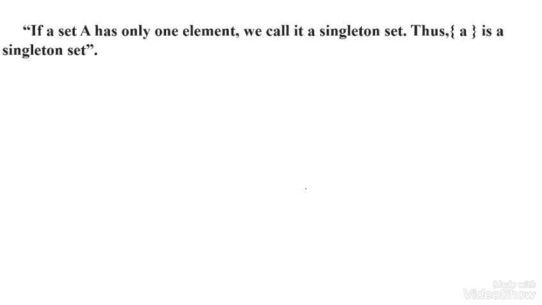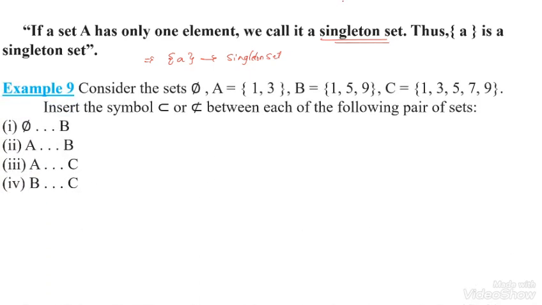If a set has only one element, we can call it a singleton set. For example, a set containing only one element is called a singleton set. Here the set containing the element A is a singleton set. We will discuss it one by one through examples.